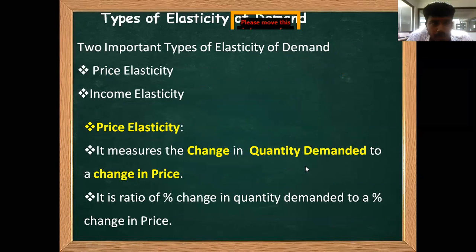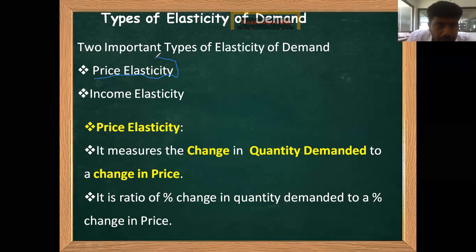So next, we have two types of elasticity of demand. What are those? They are the price elasticity and the income elasticity. These are the major economical variables in the elasticity of demand.